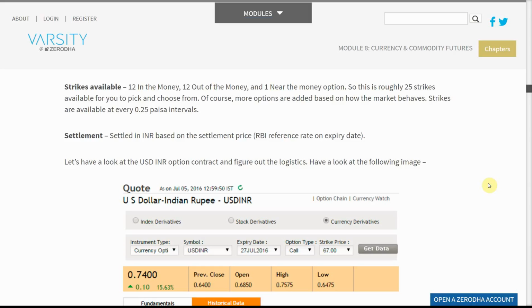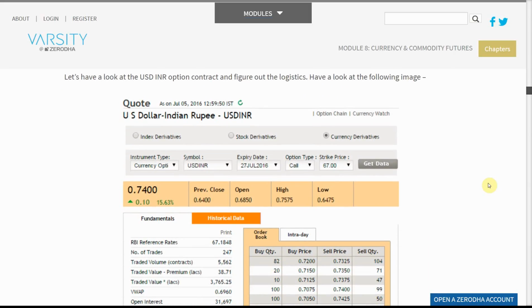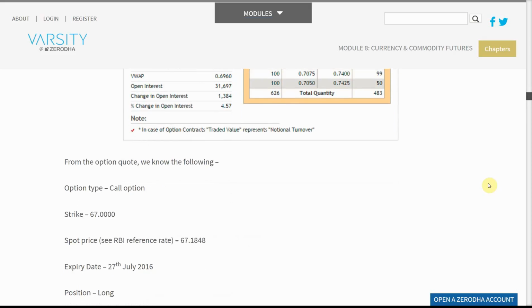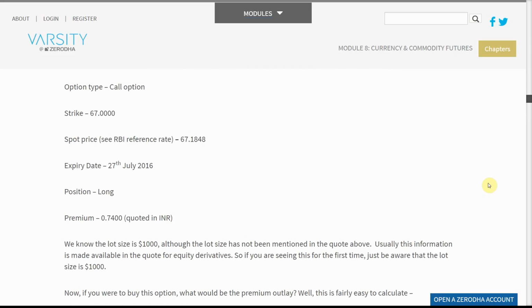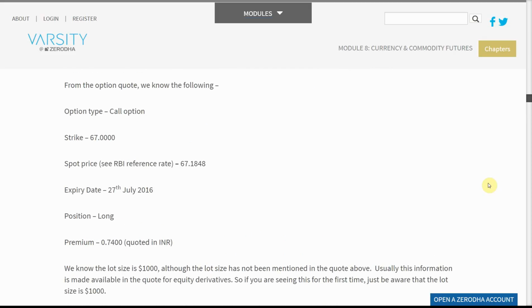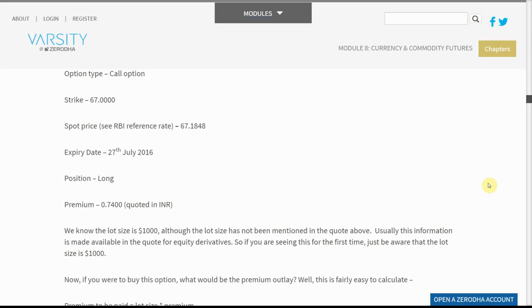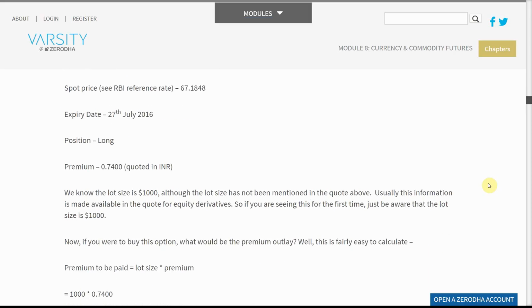Let's have a look at the USD INR option contract and figure out the logistics. Have a look at the following image. From the option quote, we know the following. Option type, call option. Strike 67.0000. Spot price, the RBI reference rate, 67.1848. Expiry date, the 27th of July 2016. Position, long. Premium 0.7400, quoted in INR.